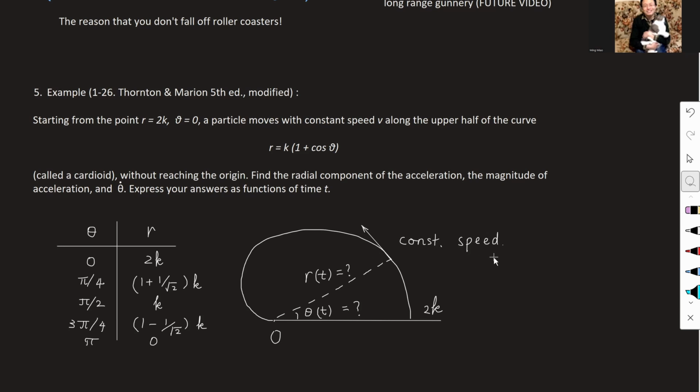Since the particle moves at constant speed, at any time t, the length of the arc traveled by the particle equals vt. It follows that the position vector is also fixed. So in principle, we should be able to solve for theta of t. After that's done, the motion is completely specified because we already know the relationship between r and theta.